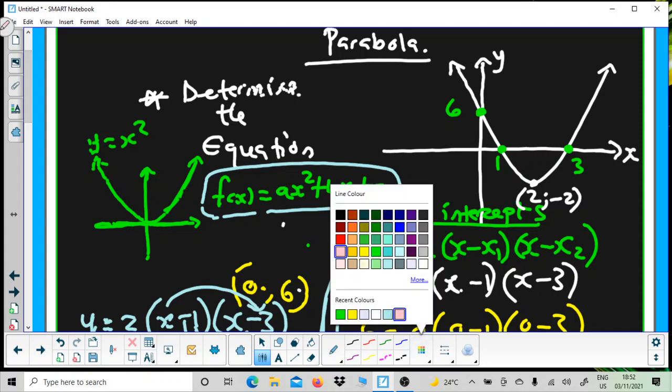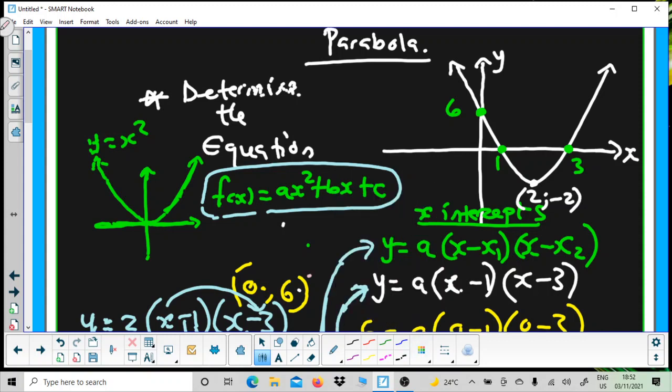And just while we are still at it, there is also what is called the axis of symmetry for these things. It also cuts right in the middle. It's unlike the hyperbola, which is complicated. This one just cuts right in the middle, and the equation will be x is equal to 2.